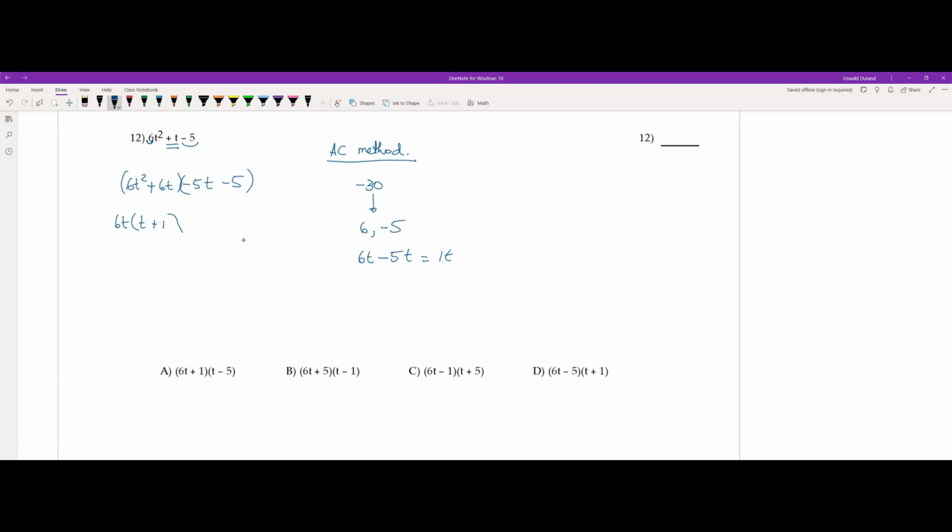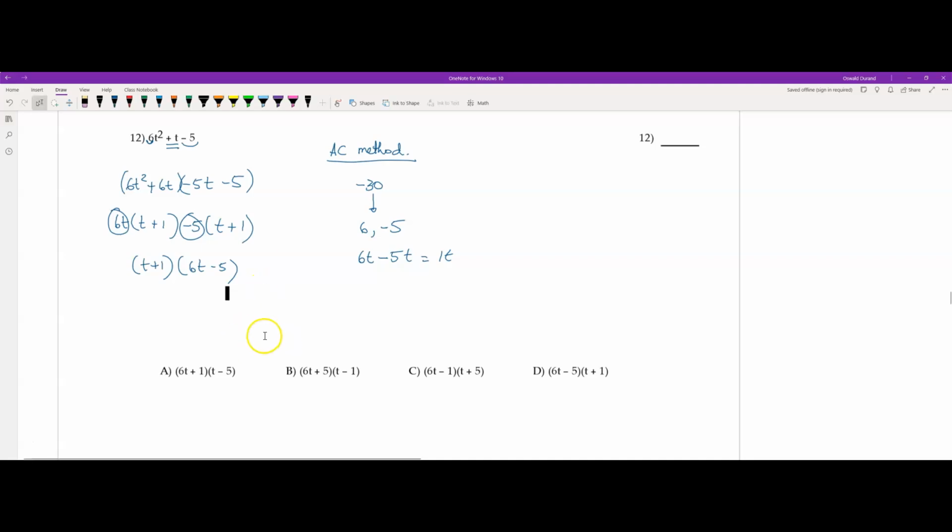Okay? And then here, if I factor out the negative 5, then I'm going to get t plus 1, right? So factor out the negative 5, and then I get t plus 1. Now I can see the t plus 1 is my common factor. So factor out t plus 1, and then whatever is left, which is the 6t and the negative 5, put it inside the other parentheses. And you are done.